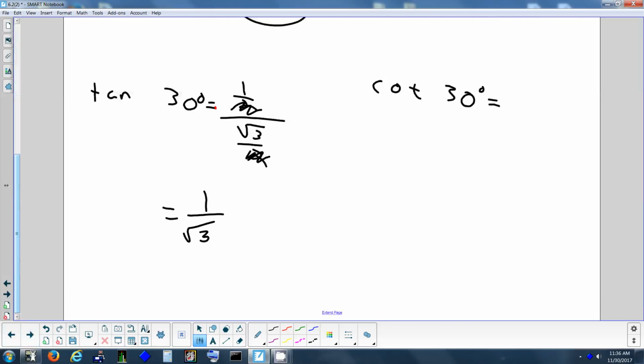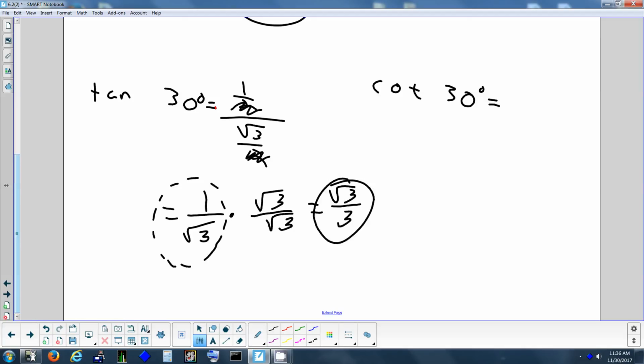So that's good, but we still have a problem. We have 1 divided by square root 3. What do we multiply by to fix it? Square root of 3. Keep this for now. That's going to come in handy in a second. But for the final answer on tangent, you do need to fix it. And you get square root of 3 over 3.